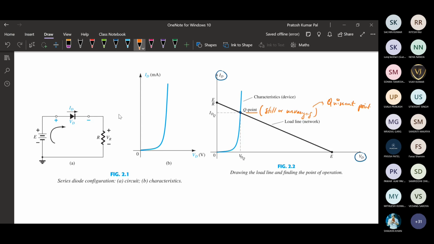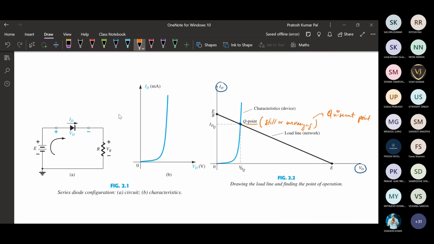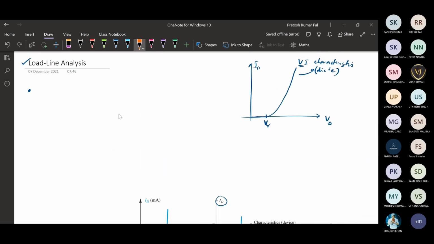Here, the straight line that we draw gives the relation between ID and VD for the complete network. This straight line is called the load line, and this load line is for the complete network of the circuit.